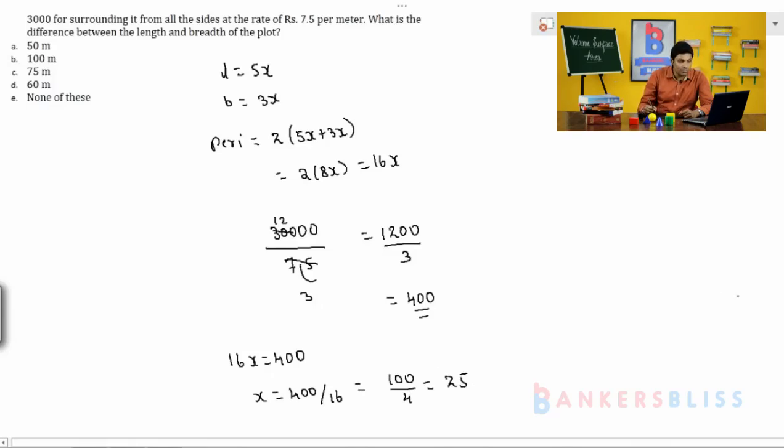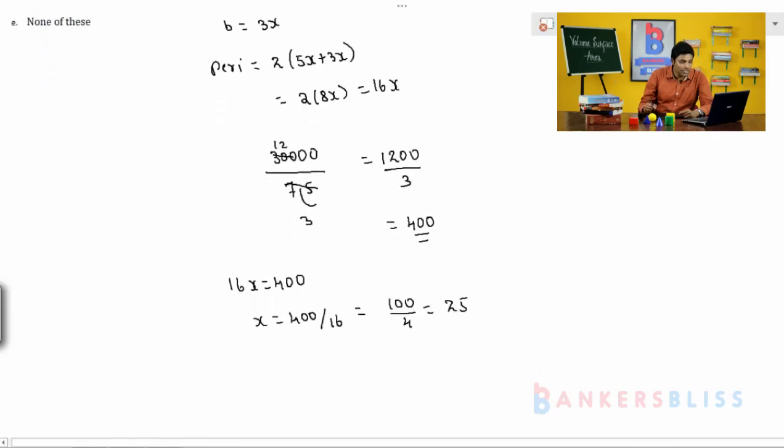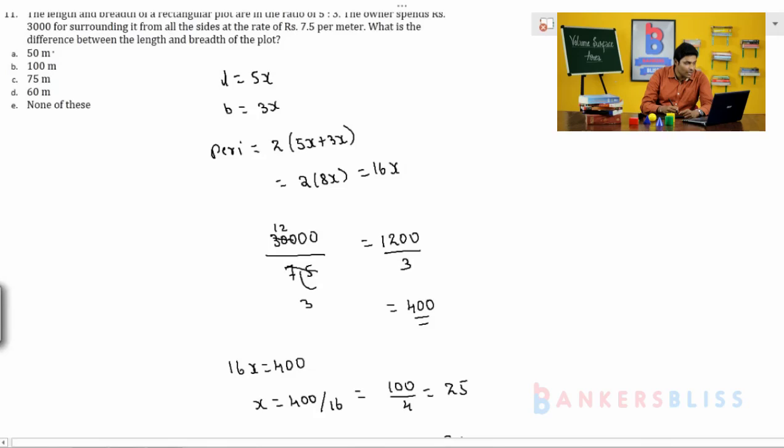Now what is the difference between the length and breadth? So the difference between the length and breadth means 5x minus 3x. So 5x is the length, 3x is the breadth. So 5x minus 3x, that is 2x, which is equal to 2 into 25, which is equal to 50. So the difference between those two is 50 meters. So your answer is A.